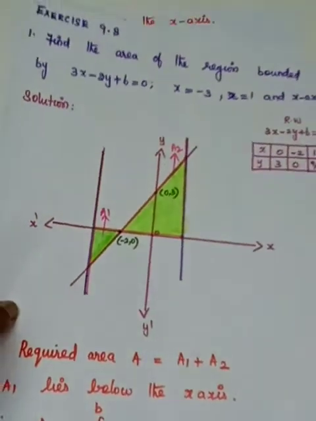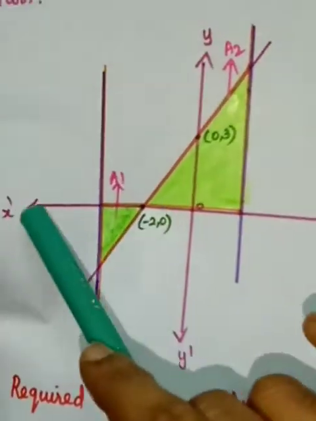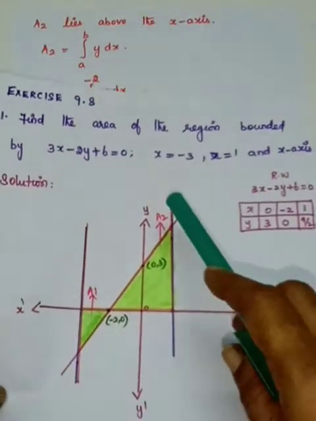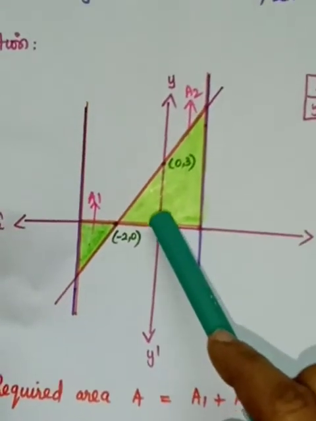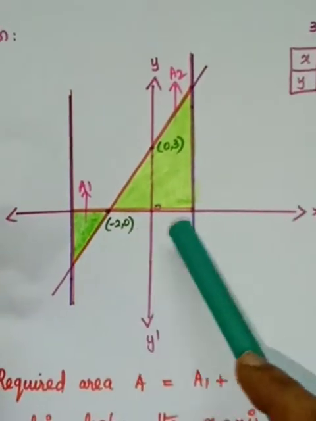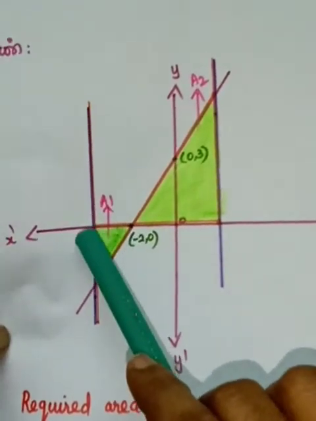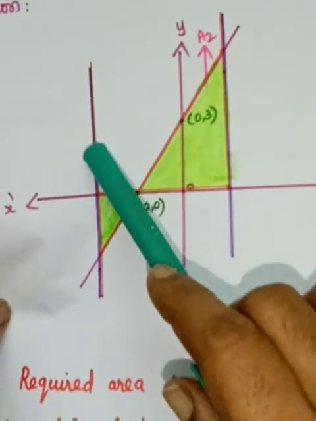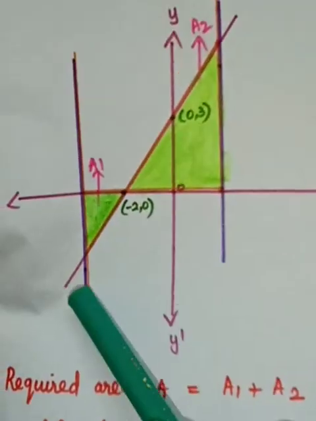Next one, what is given? The x-axis. Already the x-axis is drawn. Next you have to draw the lines. What lines? x is equal to minus 3. So see that x equal to minus 3 means you look at the x-axis. Here the point is minus 2, so the next one is minus 3. So this is minus 3, 0. Using that, you have to draw the line. So this is your x equal to minus 3.